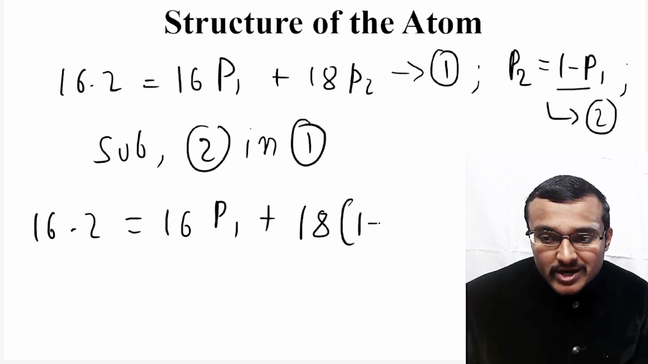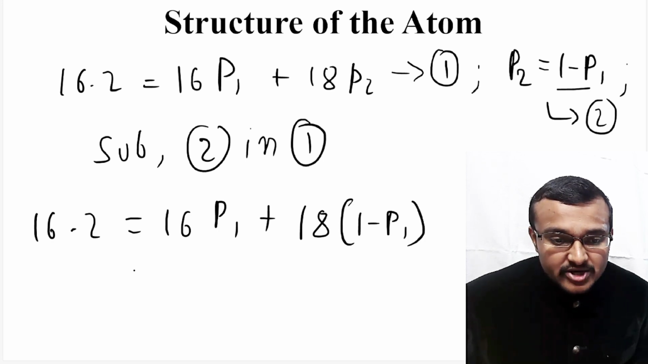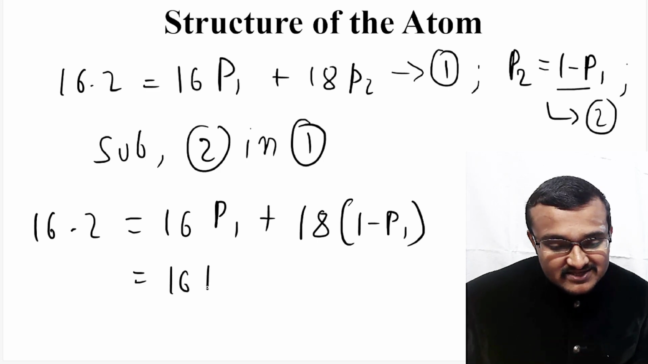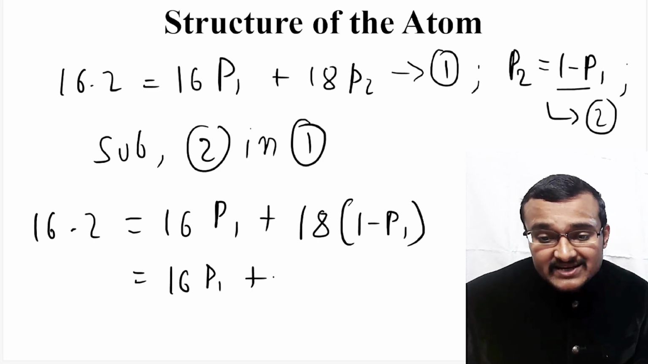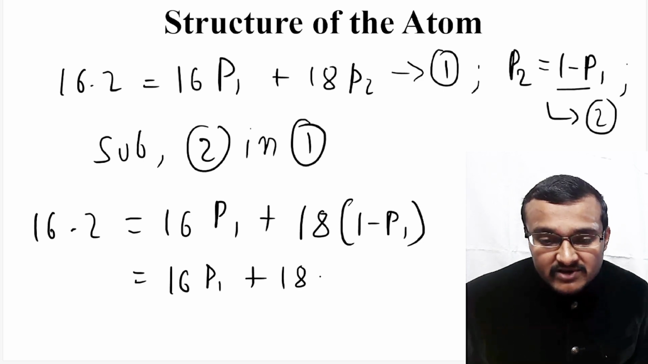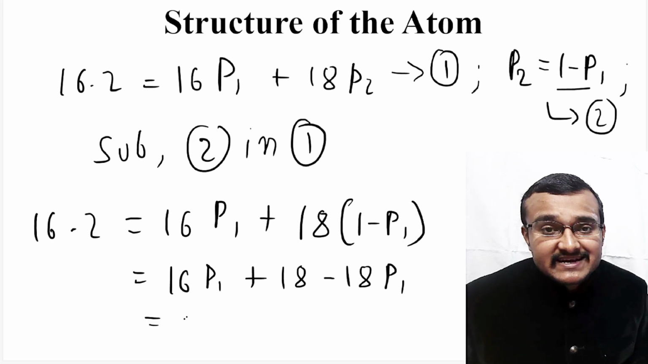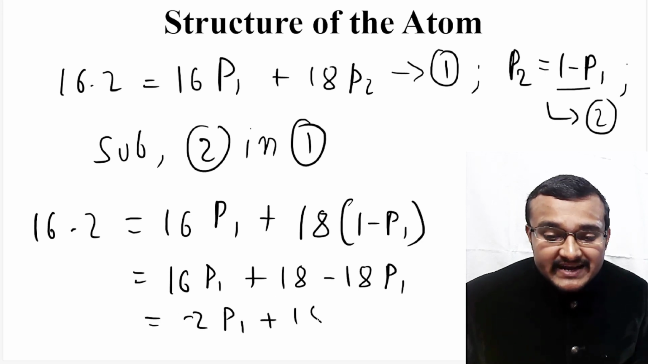So 18 into 1 minus P1 will be there. Now if you consider 16 into P1, let this 16 into P1 be like that itself. So 18 into 1 will be 18, and 18 into minus P1 will be minus 18 P1. So here 16 P1 minus 18 P1 will be minus 2 P1, plus 18 will be there.